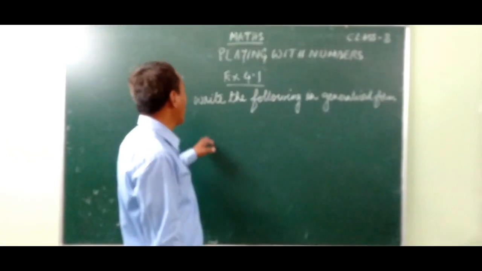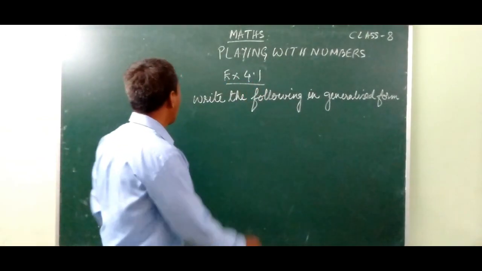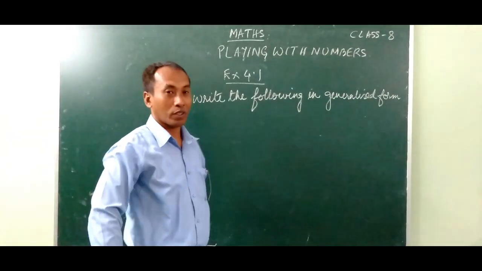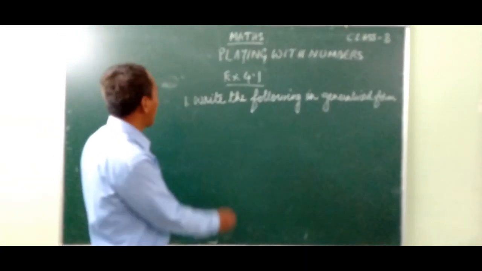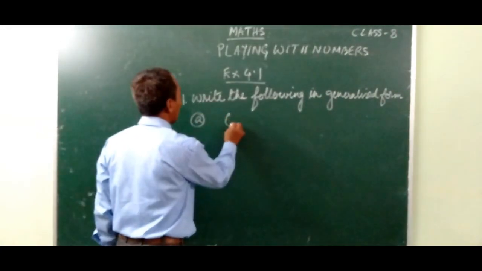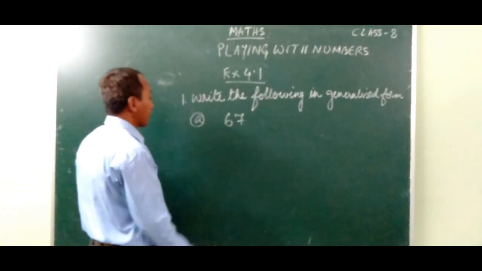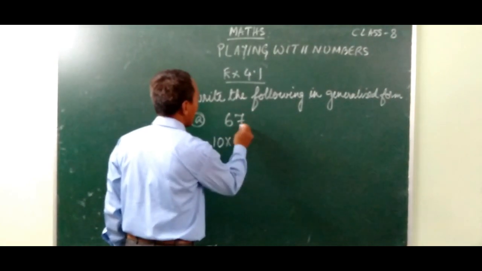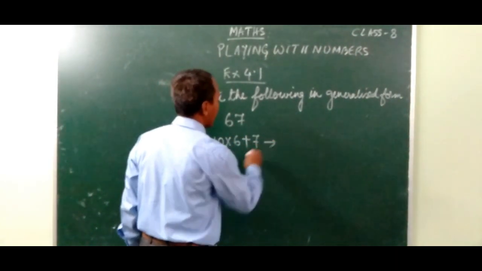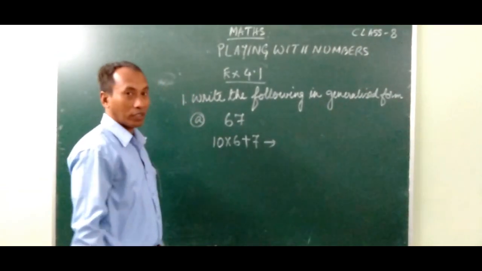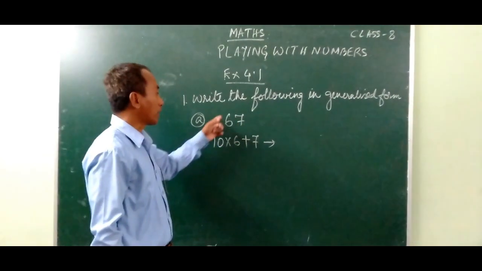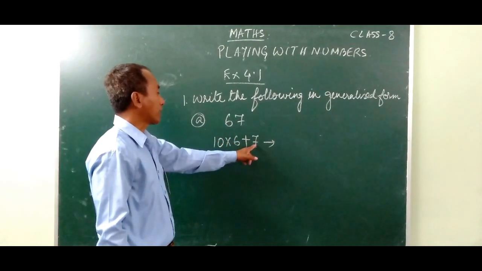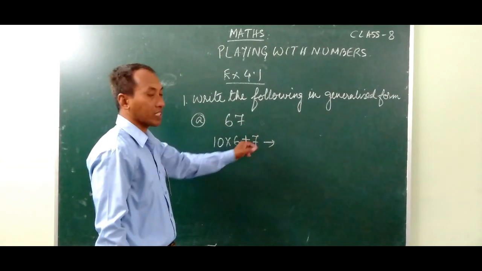Dear students, now we are coming to exercise 4.1. Question number 1: write the following in generalized form. How will you write in generalized form? For example, 67. It is 10 into tens place plus unit place. This is the generalized form of writing a number. 67 you can write as 10 into 6 plus 7 into 1, that is 7 in the unit place.